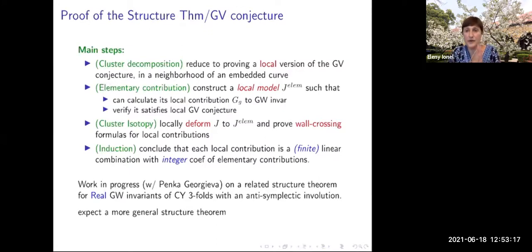There are really three main steps, or four. I listed four main steps, but really the three are the crucial ones. The first step is this cluster decomposition, where we use the fact that we have countably many curves and balls in Hausdorff distance to decompose the moduli spaces as a disjoint union of open and closed subsets. These are balls around embedded curves in Hausdorff distance. And so we reduce proving the Gopakumar-Vafa conjecture or the structure theorem to just a local statement, in an epsilon neighborhood of an embedded curve.